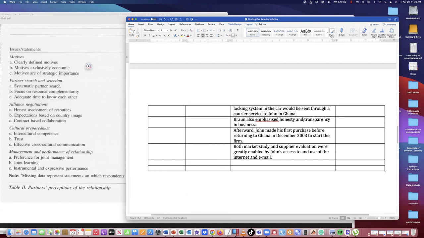Bron also emphasizes honesty and transparency in business. Which one is this? Trust. Yes, trust. Afterward, John made the first pitches. Exclusively economic. The motive was, and strategic importance, to come and show Ghana that the thing exists. Ghanaians want to see the car.